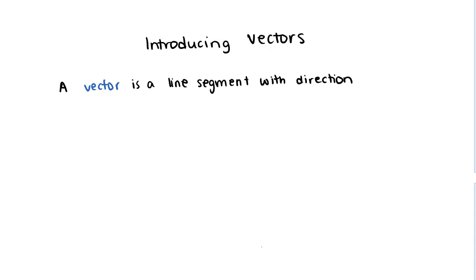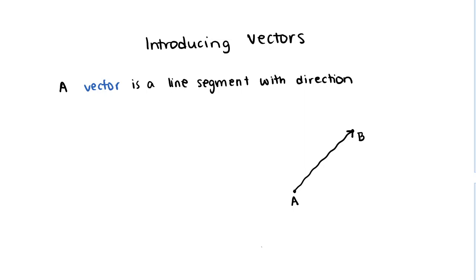Hey everyone. So in this video, I'd like to introduce the notion of a vector. Vectors can mean many different things depending on the context, but we'll look at vectors as a line segment with direction. I can imagine a vector as the line segment between two given points, maybe let's say point A and a point B, and we label the direction of this vector with an arrow.